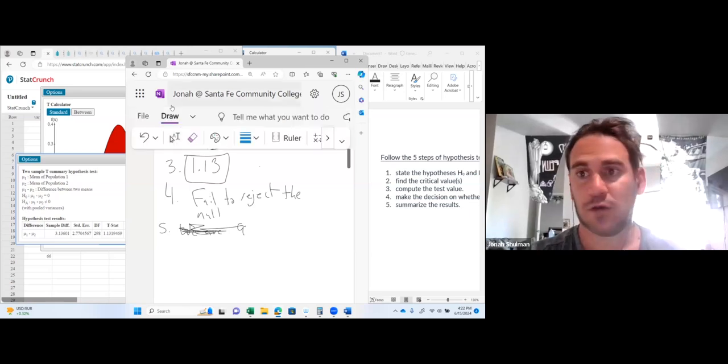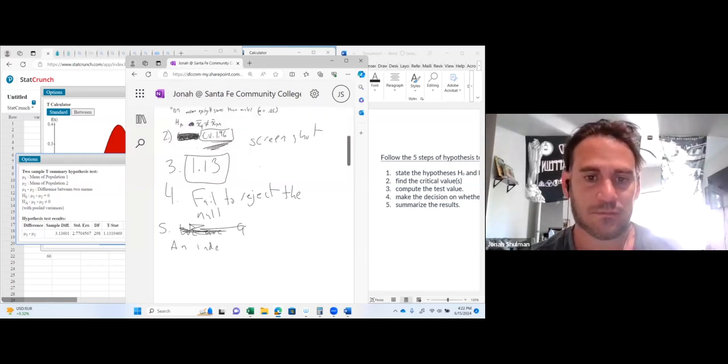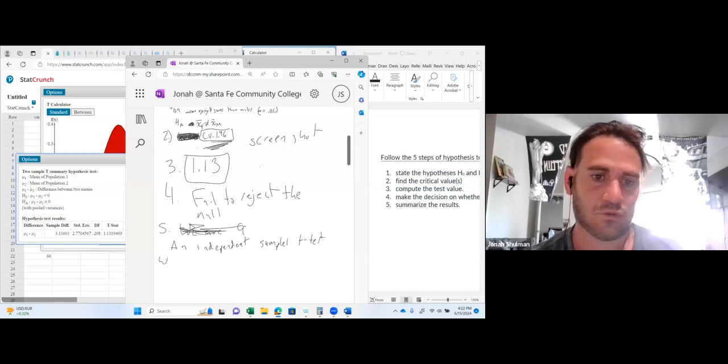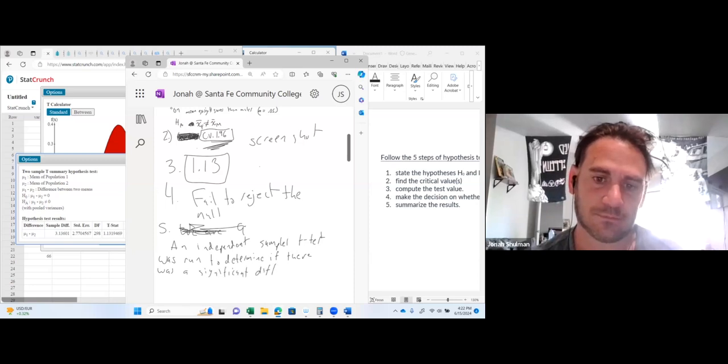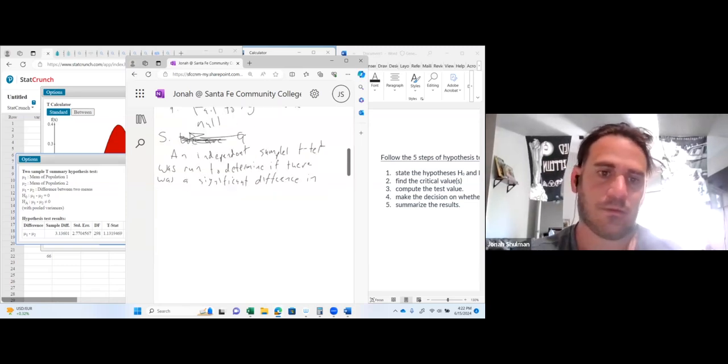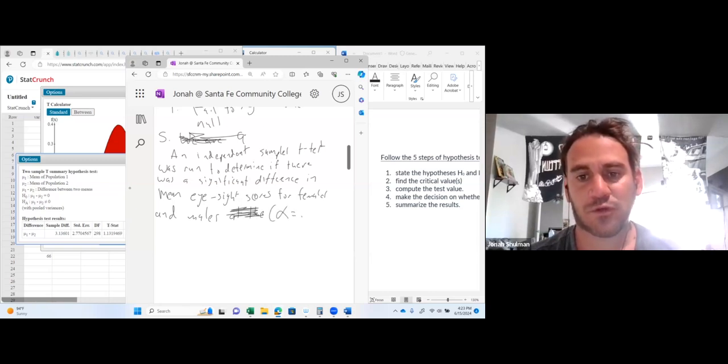So I usually use Statology to help me, but it starts with an independent samples t-test was run to determine if there was a significant difference in mean eyesight scores for females and males at the, and you could put parentheses here, like you could put alpha is equal to 0.05, just to let people know.